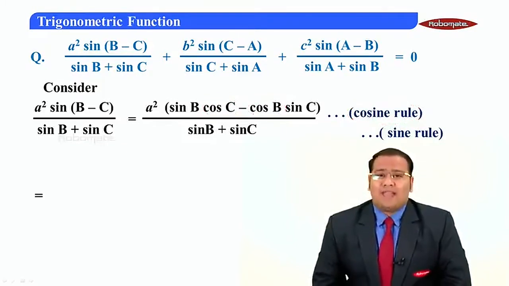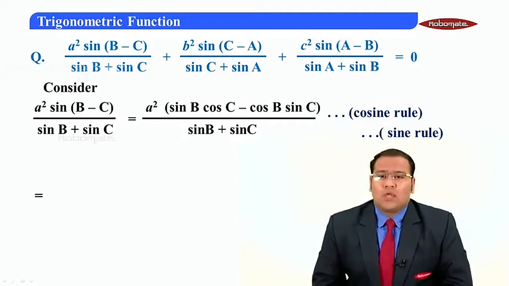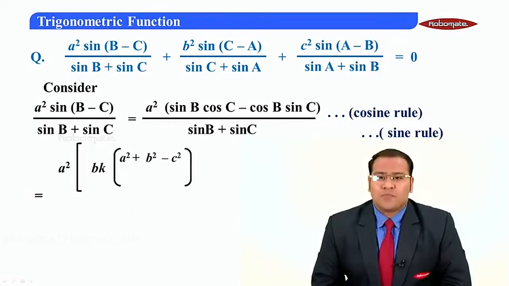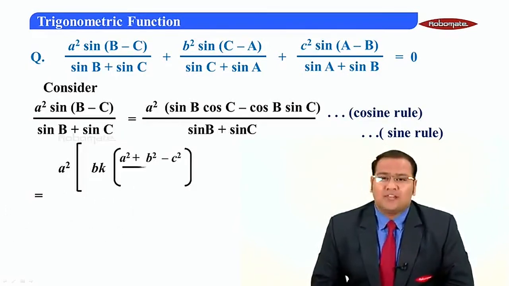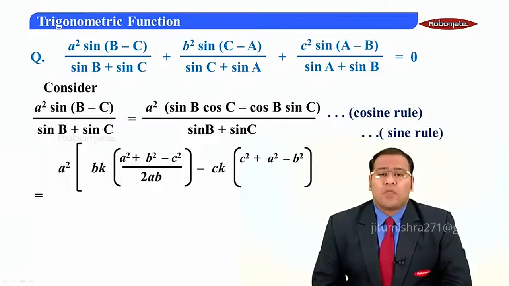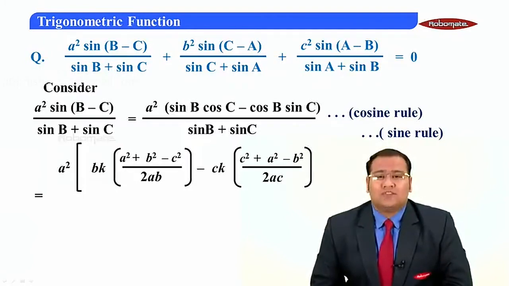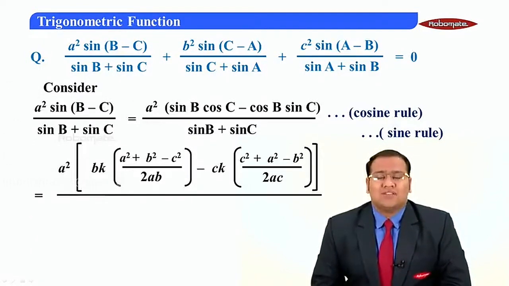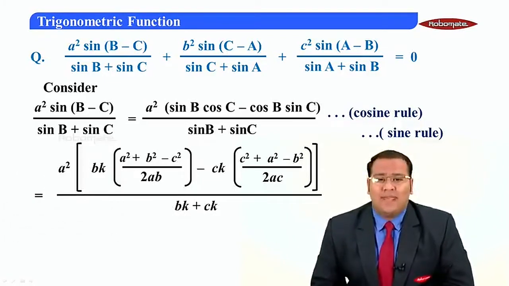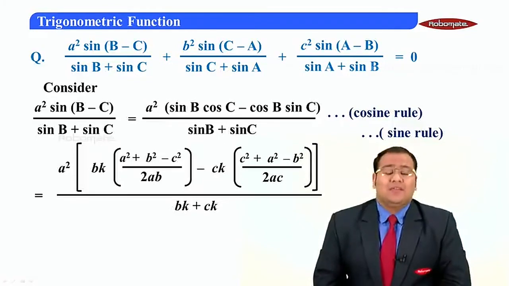So, after applying the sine and the cosine rule, the equation would be a square into sine b would become bk, cos c would be a square plus b square minus c square upon 2ab, minus of sine c would be ck, cos b would be c square plus a square minus b square upon 2ac, the whole upon sine b plus sine c. In that case, sine b would be replaced by bk, sine c would be replaced by ck.